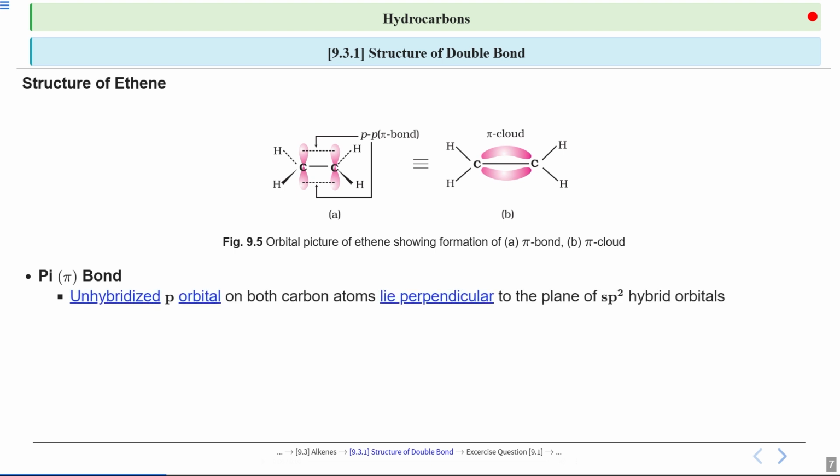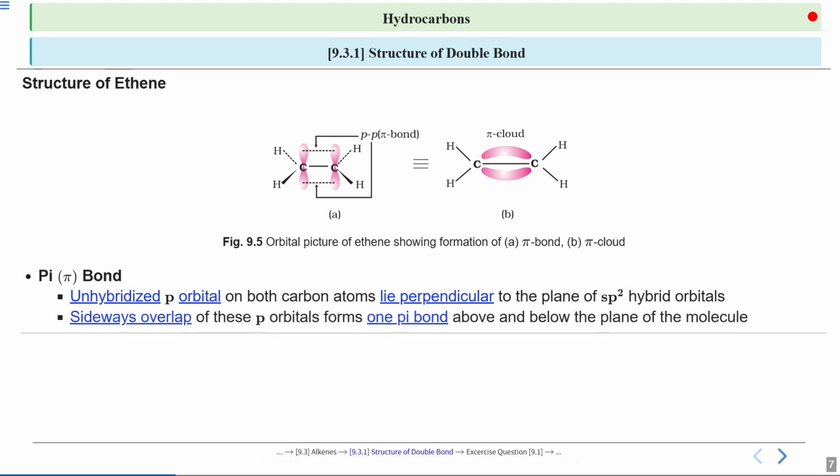In ethene, the unhybridized p orbital on each carbon atom lies perpendicular to the plane of the sp2 hybrid orbitals. This orientation is the key because it allows the p orbitals to overlap sideways, forming the pi bond. Next, the sidewise overlap of the p orbitals creates a pi bond above and below the plane of the molecule. This arrangement forms a pi cloud, which is a region of high electron density that can interact with incoming molecules. Right? So this is the overall picture.